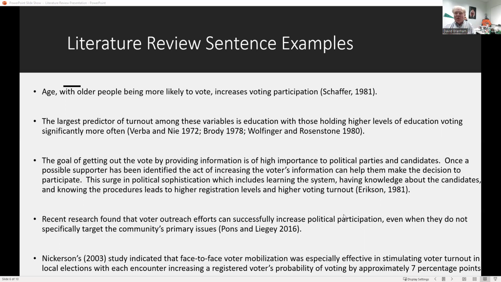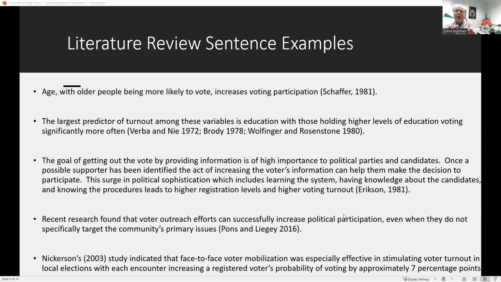Something more typical is the third one. This is a typical entry for something in your paper. I'll read it here. "The goal of getting out the vote by providing information is of high importance to political parties and candidates. Once a possible supporter has been identified, the act of increasing the voter's information can help them make the decision to participate. This surge in political sophistication, which includes learning the system, having knowledge about the candidates, and knowing procedures, leads to higher registration levels and higher voter turnout."